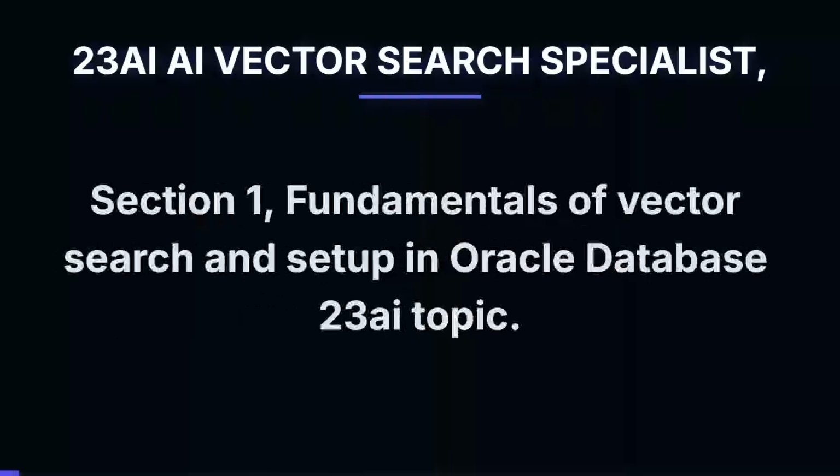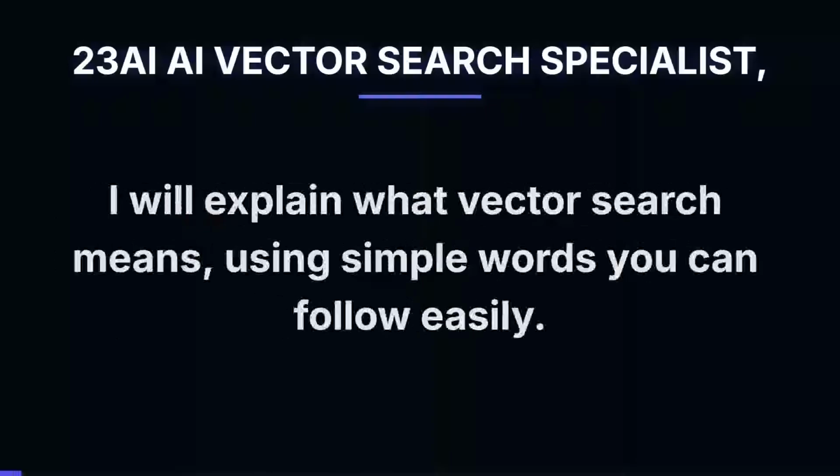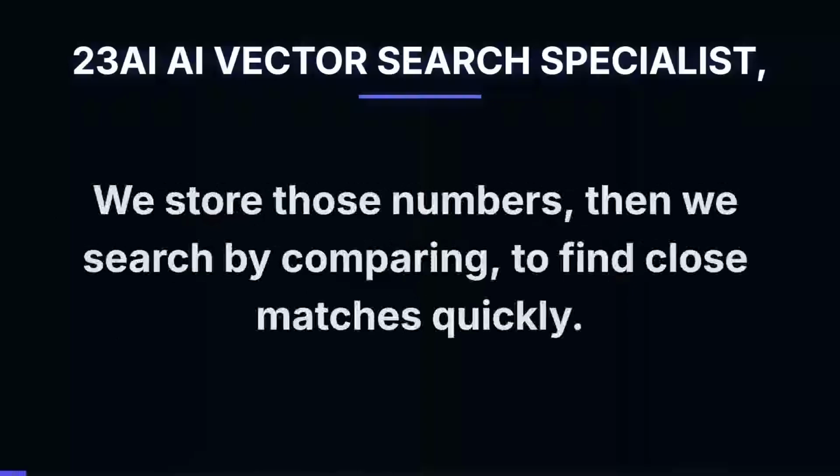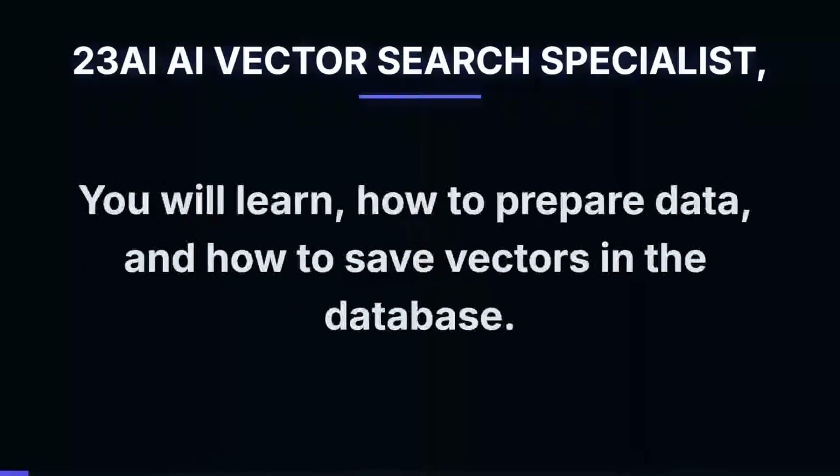Section 1. Fundamentals of Vector Search and Setup in Oracle Database 23i topic. I will explain what vector search means, using simple words you can follow easily. Vector search finds similar items by comparing numbers that describe each item. We store those numbers, then we search by comparing to find close matches quickly. You will learn how to prepare data and how to save vectors in the database.